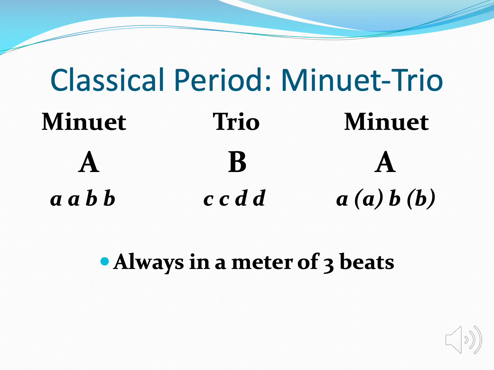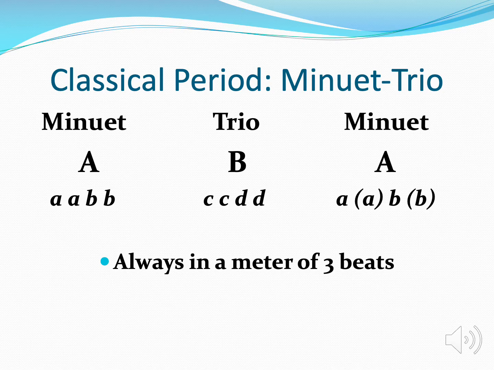Usually each one of these sections, the A section and the B section, has 2 different melodic phrases. And you see that diagrammed here with small letters. So the A section has a melodic phrase that's then repeated. That's the 2 little A's. And then a second melodic phrase, and that one's repeated too, and that's the 2 little B's. The contrasting minuet, the B section, the trio, same thing, 2 melodies, each one repeated.